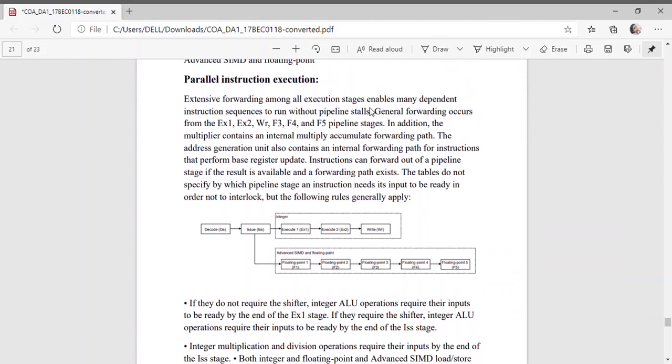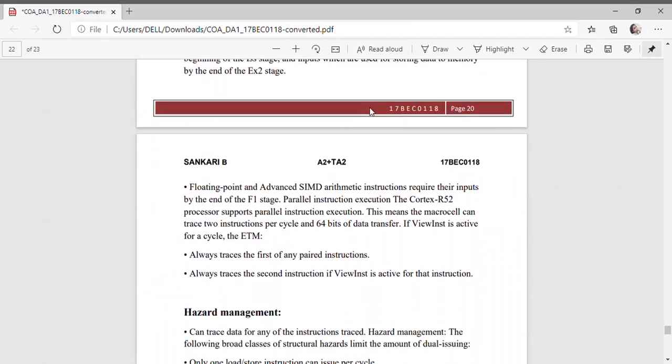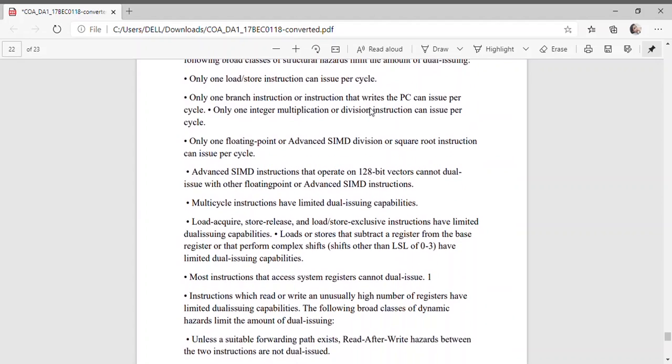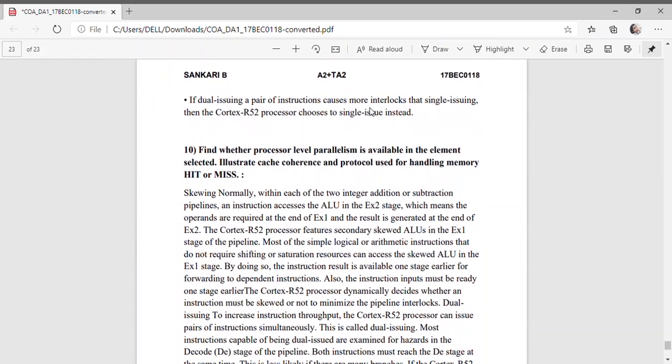All these instructions and parallel instruction executions are explained in detail, and hazard management is explained thoroughly as asked in the question. This is the last question, where process level parallelism is explained in detail.